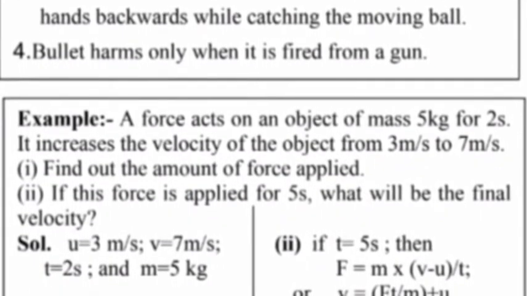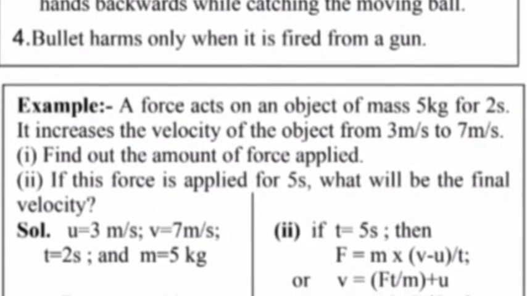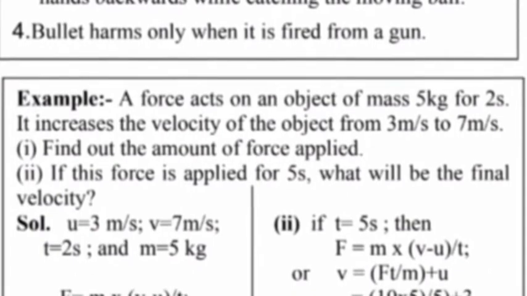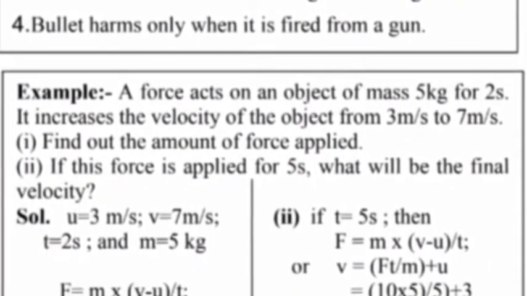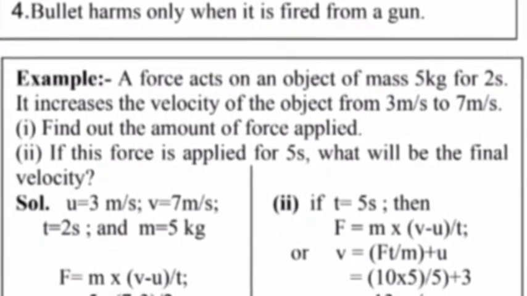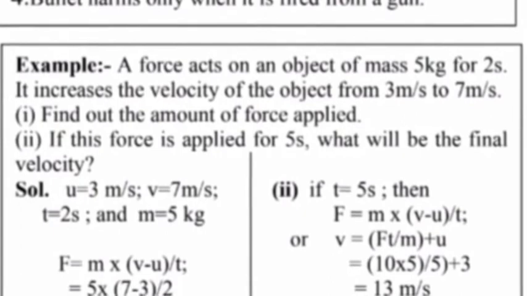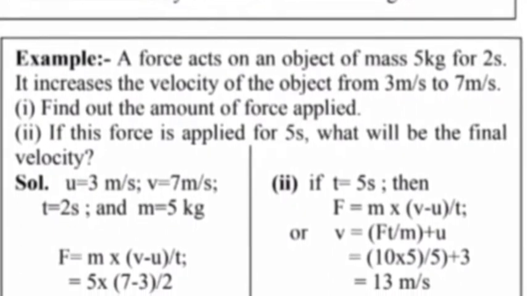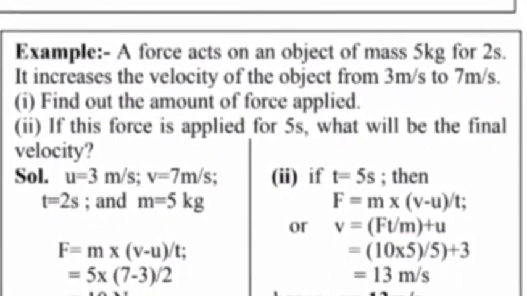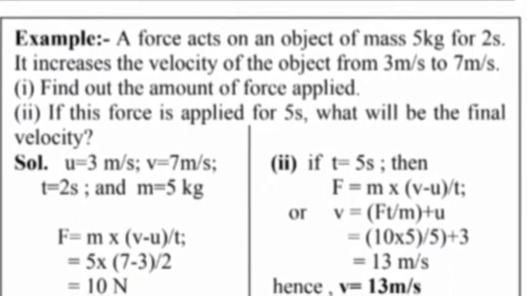Example, a force acts on an object of mass 5 kg for 2 seconds. It increases the velocity of the object from 3 meter per second to 7 meter per second. Find out the amount of force applied. If the force applied for 5 seconds, what will be the final velocity? u is equal to 3 meter per second and v is equal to 7 meter per second. t is equal to 2 seconds and m is 5 kg.